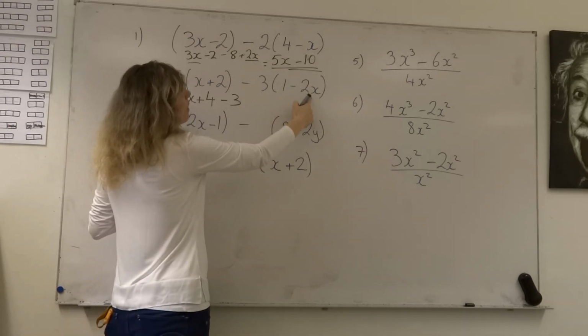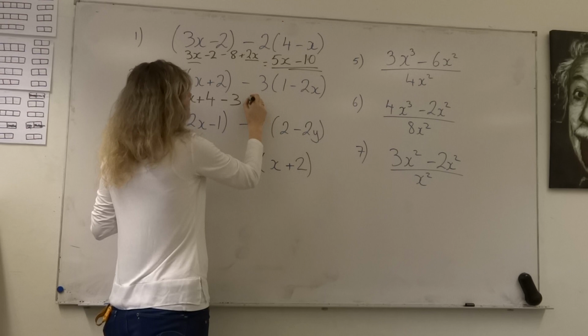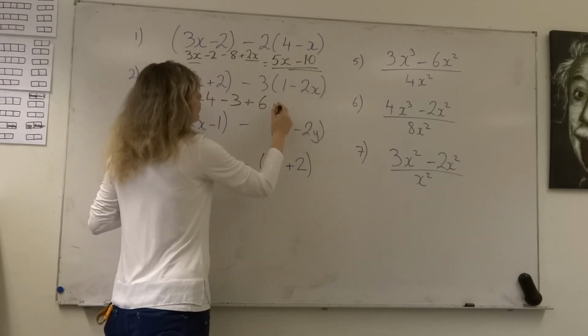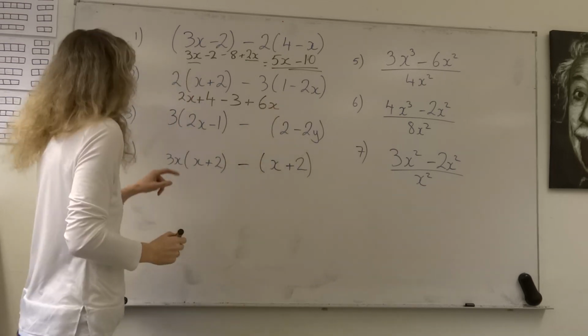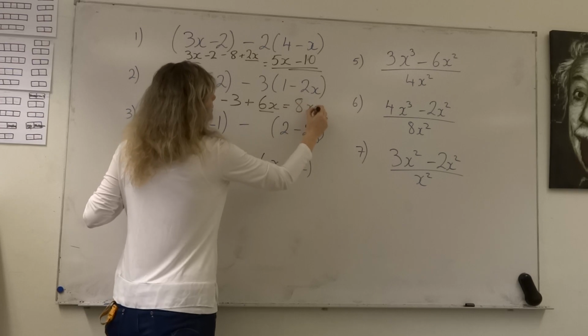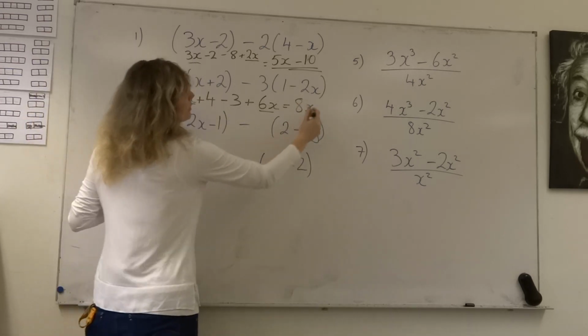Minus 3 times minus 2x, a minus times a minus is going to be a plus. 3 times 2 is 6. 6 what? 6 x's. And then we simplify, we have 2x plus 6x here equals 8x. And then we have 4 minus 3 plus 1.